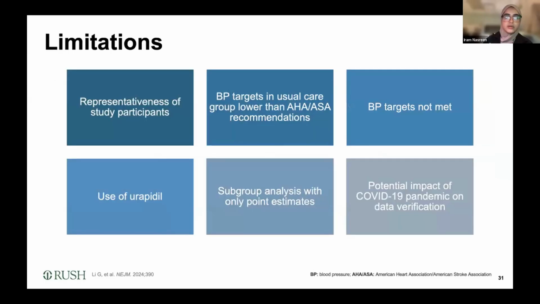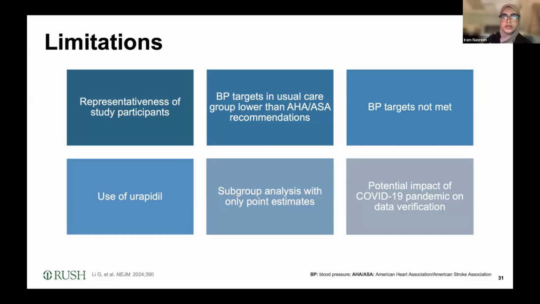For limitations, one big one is representativeness of the study participants because this study was done in China and most of those patients were Chinese. And when you look at the actual diagnosis for these patients, there were around 43% in each group that ended up having a hemorrhagic stroke, which is more representative of the incidence rate of hemorrhages in China as compared to here in the US.